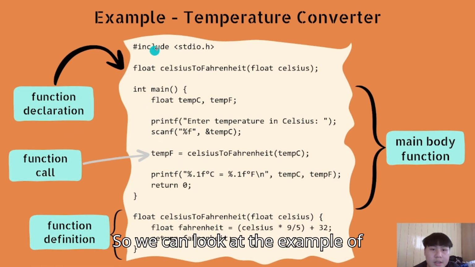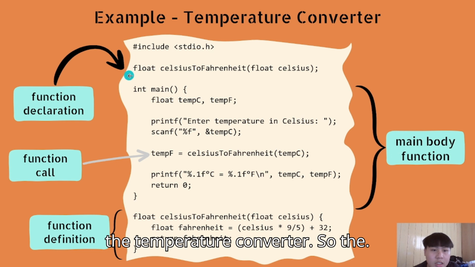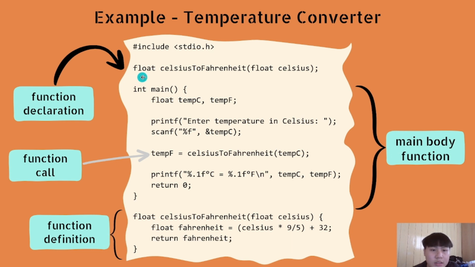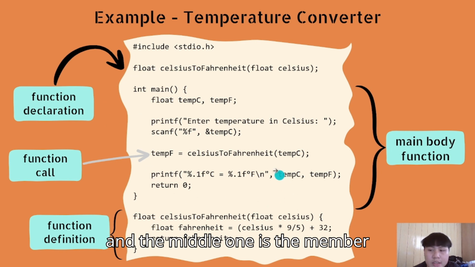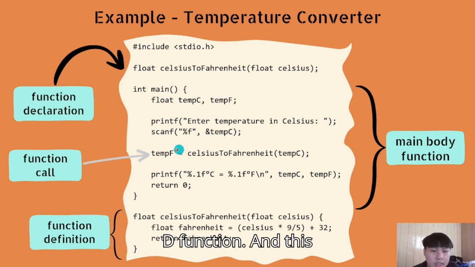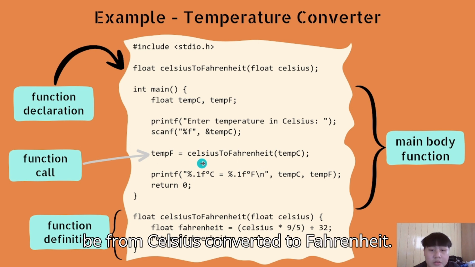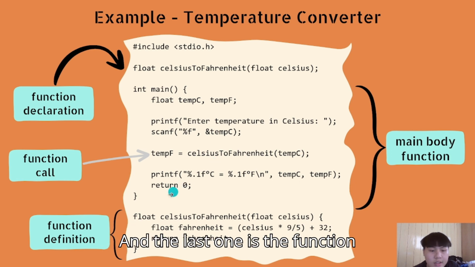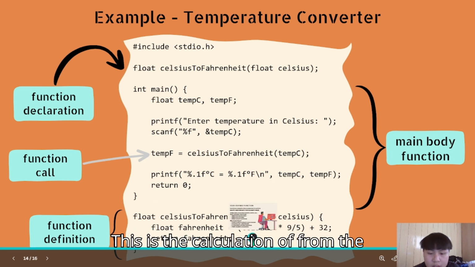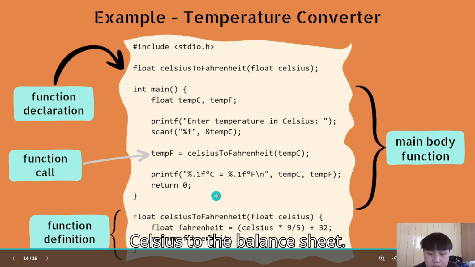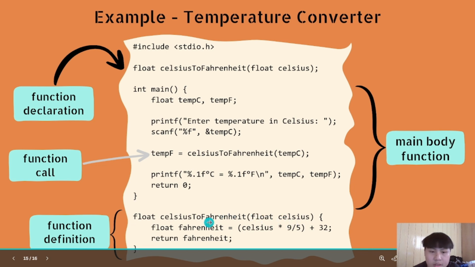So we can look at the example of the temperature converter. The first line is the function declaration. The middle one is the main function body. And this line is the function call. It will convert from Celsius to Fahrenheit. And the last one is the function definition, which is the calculation from Celsius to Fahrenheit. So return Fahrenheit.